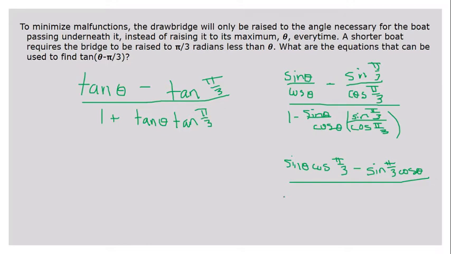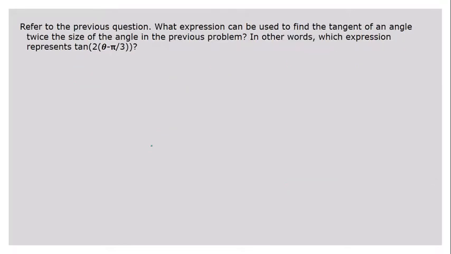Refer to the previous question. What expression can be used to find the tangent of an angle twice the size of the angle in the previous problem? In other words, which expression represents tangent of 2 times theta minus pi over 3?